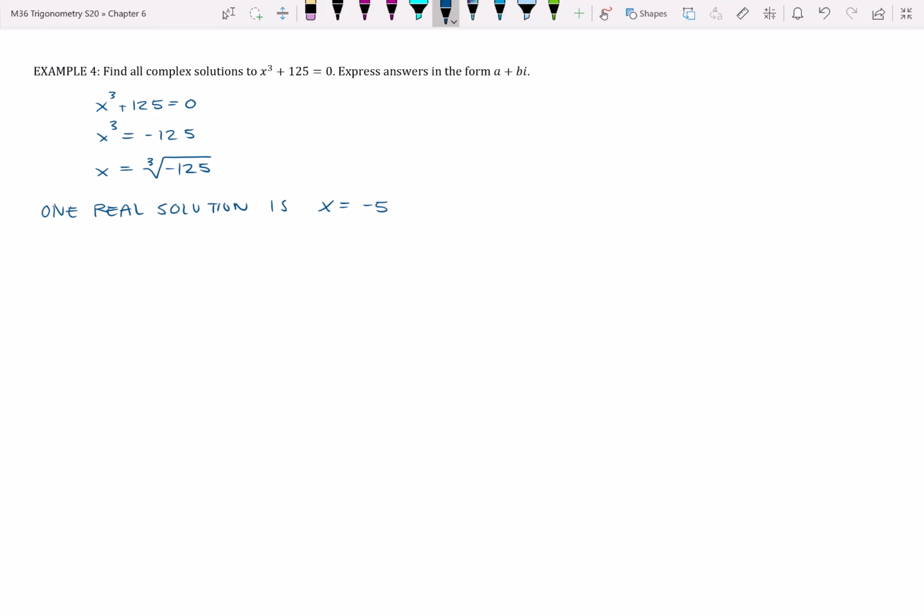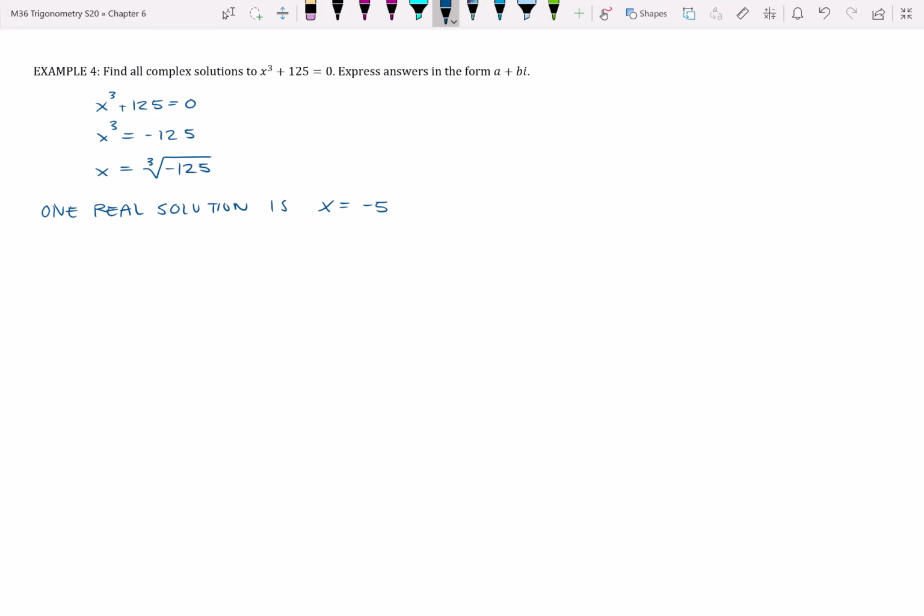But we don't know the other solutions. Because again, remember, this is a polynomial of degree 3, meaning that we're going to have 3 solutions. And some of them are going to be real, some of them are complex. So we know one of the real ones. That means that we're missing 2 other solutions. And we're going to be able to find those by using the previous theorem that helps us find the rest of the roots.